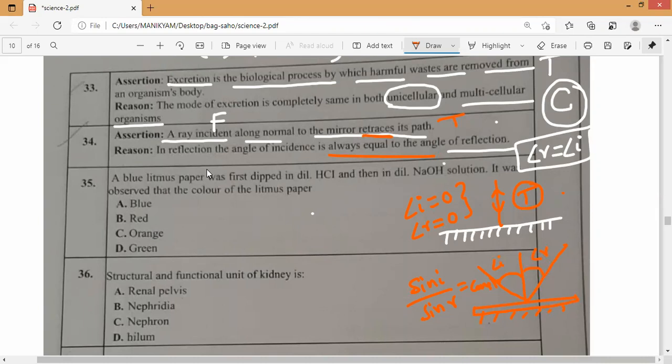First one, it retraces its own path. Why? Because it is satisfying that the angle of incidence is always equal to the angle of reflection. Correct. In this case, what is the angle of incidence and what is the angle of reflection? Anybody? The normal. Zero, sir. Angle of incidence is zero, reflection also zero. It is satisfying this. Is it yes or no? Yes, sir.